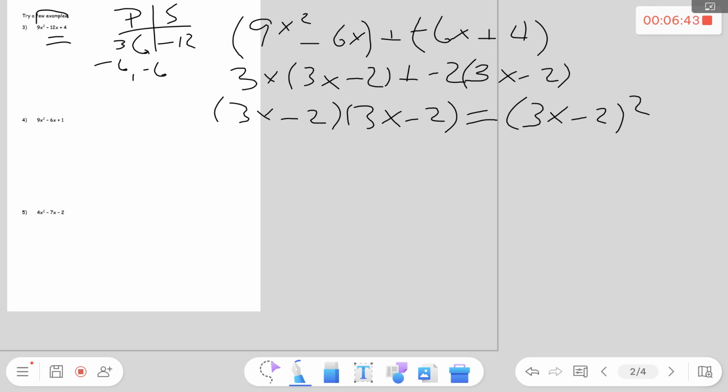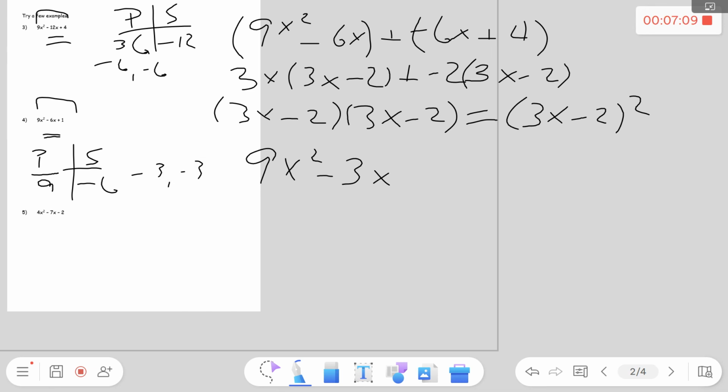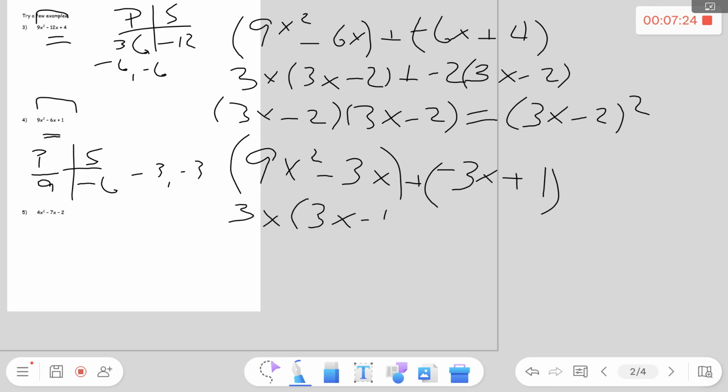Looking at number 4, it says 9x squared minus 6x plus 1. Product sum. My product here is going to be 9. My sum here is going to be negative 6. Sounds like a negative 3 and a negative 3 to me. Okay, 9x squared minus 3x plus negative 3x plus 1. Paren, paren, paren, paren. They share a 3x in common up front. 3x minus 1 left over.